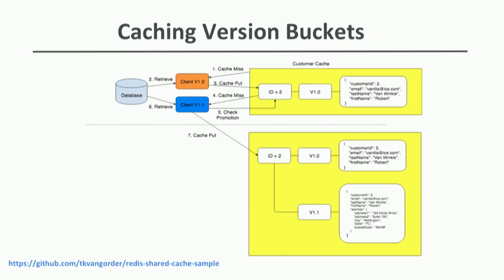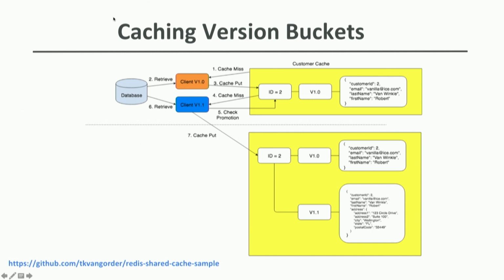So we'll go back to the slide deck. We're just talking about the buckets. Version 1 came along, it got a cache miss, it retrieves it, it puts it in Redis. Version 1.1 comes along, it gets a cache miss because its version is empty. I actually have a check for promotion there. It actually does try to get the previous version. Fails because the structure has changed. It retrieves its copy from the database and it puts it out in Redis.